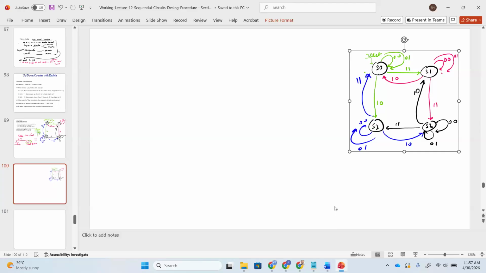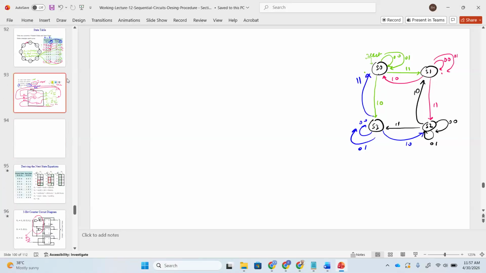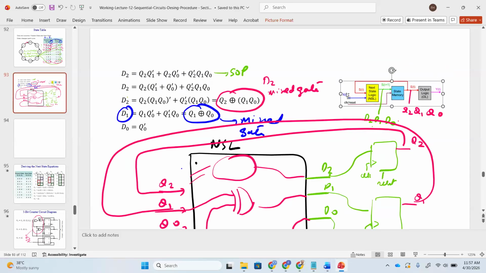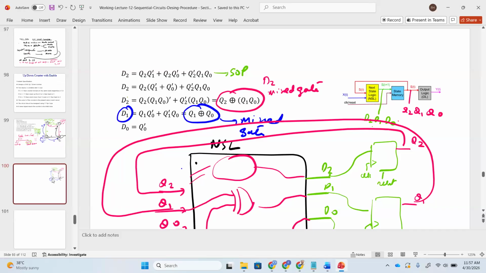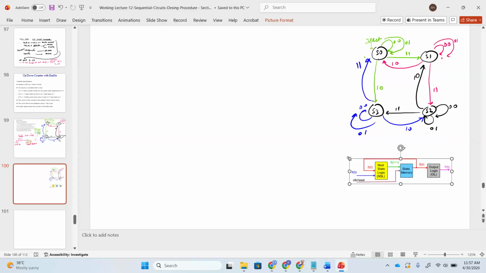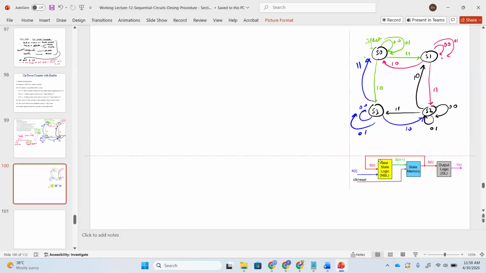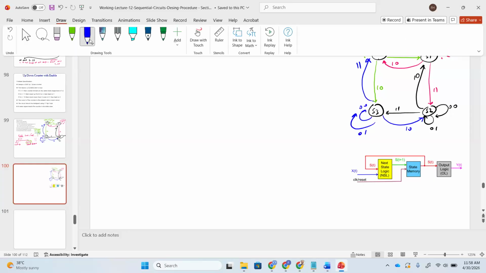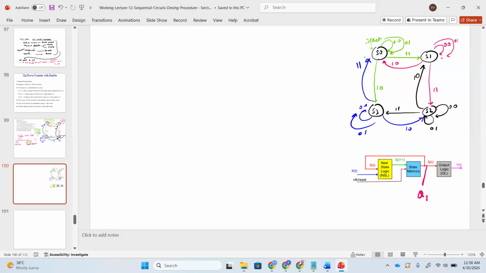Is it clear? Any question? Okay. Since it's a Moore machine, it will be something like this, so we are copying it here and pasting it here. Since we have two flip-flops, Q1 and Q0, the next state will be, please remember, T1 and T0, not D1 and D0. Why? Because we want to design it using T flip-flop.